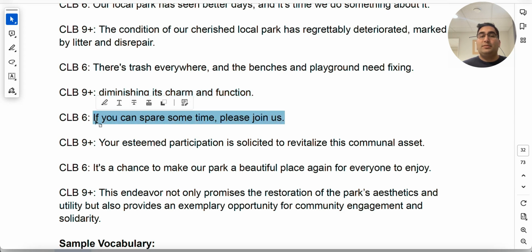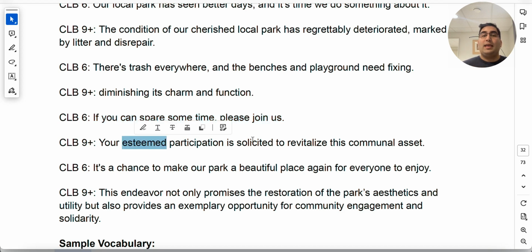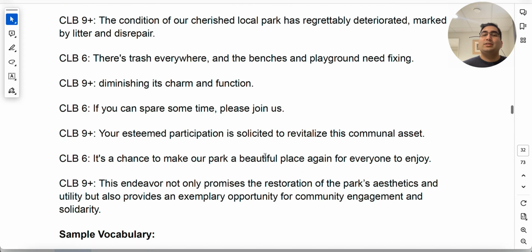Let's see another sentence. If you can spare some time, please join us. It's not bad, because spare some time is actually good phrasing. But you can do it even better by using adjectives and advanced words. Your esteemed participation is solicited to revitalize this communal asset. And again, you don't even have to solicit it. Even the rest of the sentence, just with the words, it is highly advanced, but not super advanced where it is too complex for the AI to understand. It's just good word replacements.